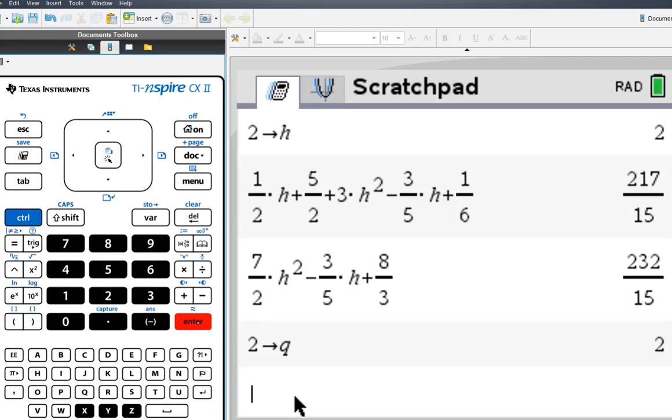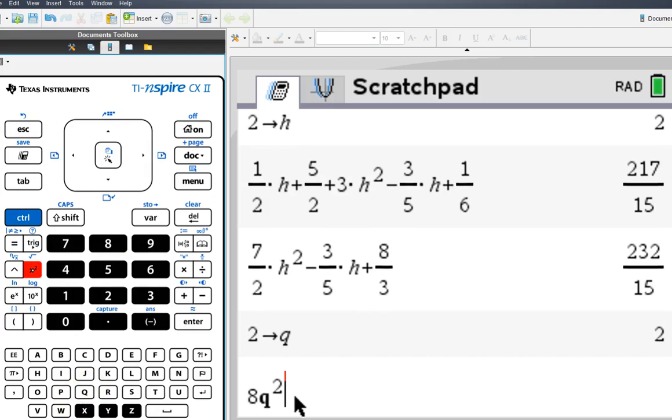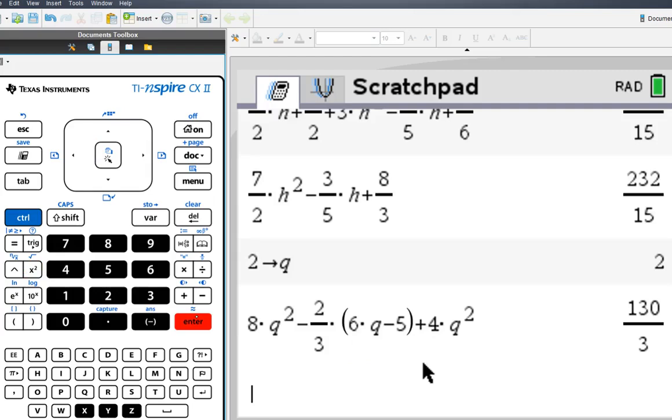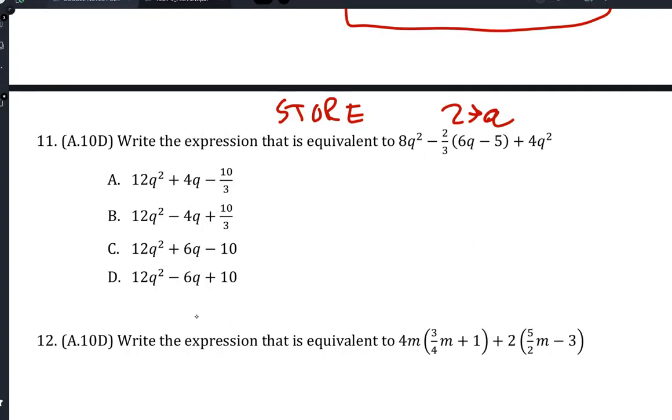Okay, so I have 8q squared, and then I have minus control divide 2 down 3, and then parentheses 6q minus 5, close the parentheses, plus 4q squared. So 8q squared minus 2 over 3, parentheses 6q minus 5, plus 4q squared, hit enter, and I get 130 over 3. So I'm going to go to my paper, and I'm going to put 130 over 3. One of these is going to match up.